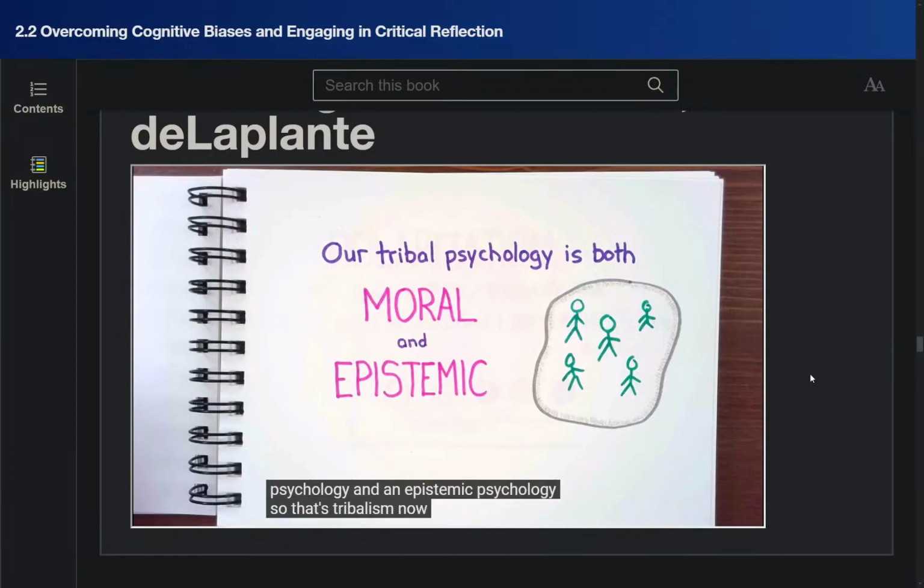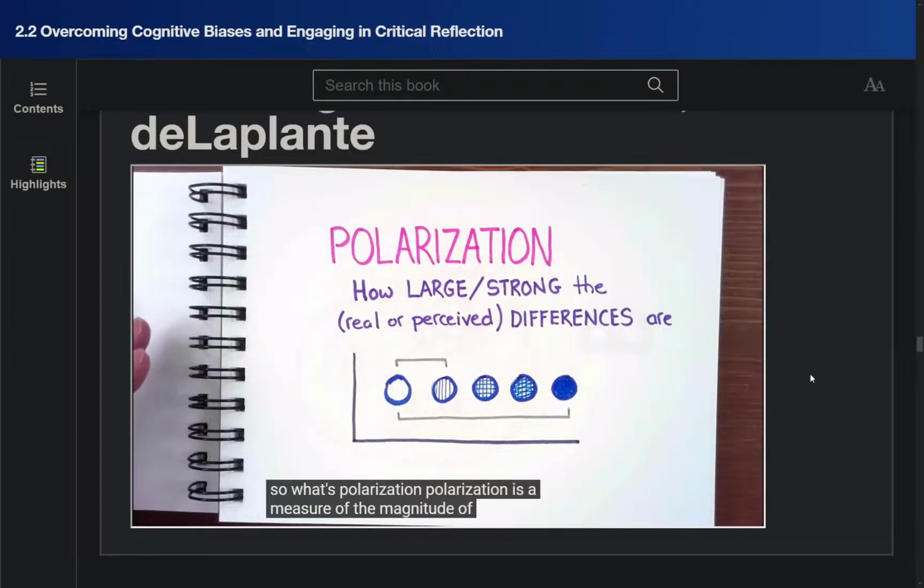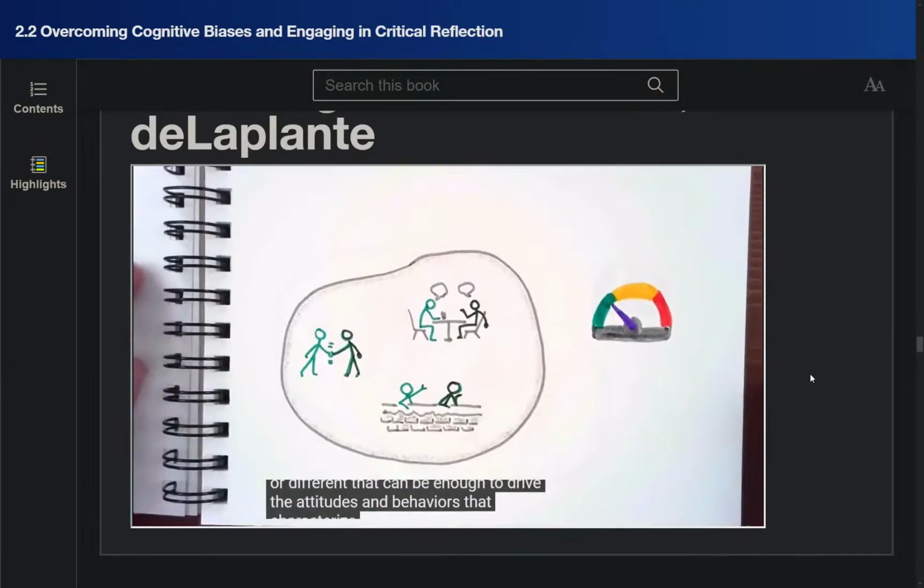So that's tribalism. Now I want to note that tribalism per se isn't dangerous. I think it's clear that the dangers of tribalism are driven by polarization. So, what's polarization? Polarization is a measure of the magnitude of the differences between groups. These differences can be almost anything: physical traits, psychological traits, social traits, attitudes, and behaviors. Polarization measures how large or strong those differences are. I'm interested in polarization as it relates to how we make moral judgments and how we make epistemic judgments. And in that case, perceived differences can be just as important as actual differences. Two groups may actually be more similar than they think, but if they perceive each other as more different, that can be enough to drive the attitudes and behaviors that characterize tribalism.